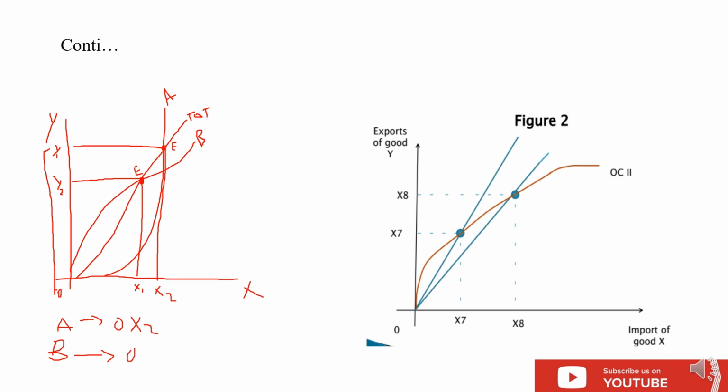It means country A is willing to give them more commodity, or this is the excess supply. On the other hand, country B wants to export 0 to Y2 commodity. On the other hand, country A wants to import 0 to Y1.